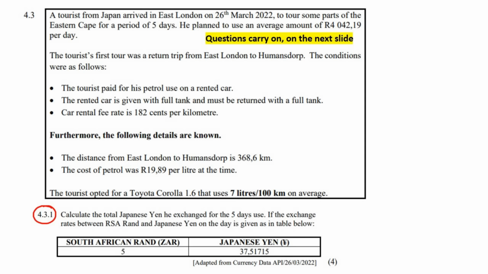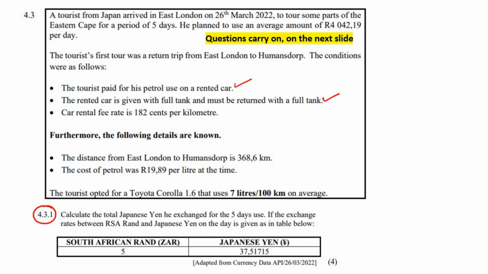The tourist's first tour was a return trip from East London to Humansdorp. Okay, so you went from East London to Humansdorp and then back to East London because it's a return trip, okay? The conditions are as follows. The tourist paid for his petrol on a rented car. The rented car is given with a full tank and must be returned with a full tank.